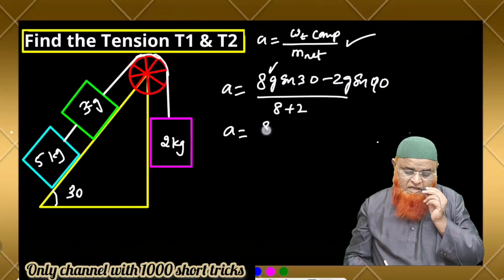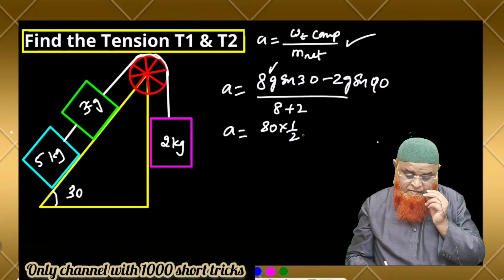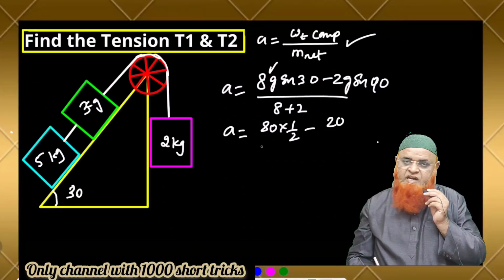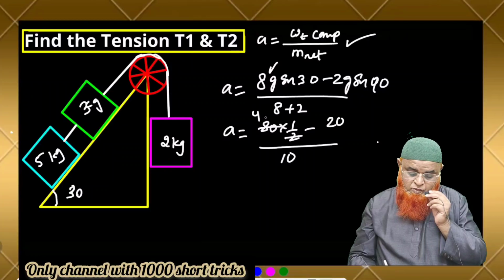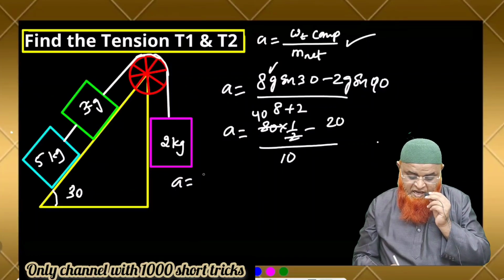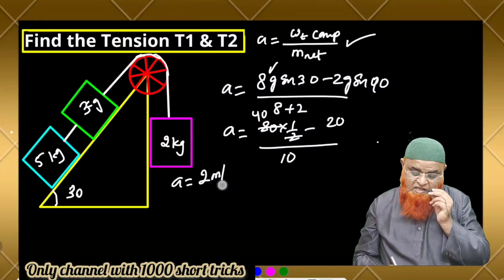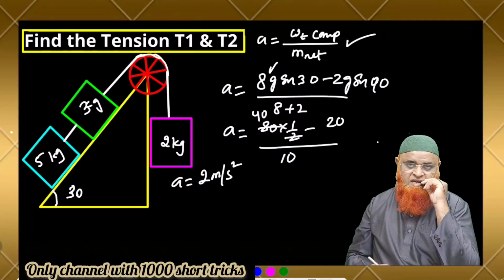So 8g sine 30 is nothing but 80 into 1 by 2, minus 20 (sine 90 is going to be 1), whole divided by 10. So 2 ones are 2, 2 fours are 40. So how much acceleration are you getting here? Acceleration is nothing but 40 minus 20 by 10, that is 2 meter per second square. So you got the acceleration.